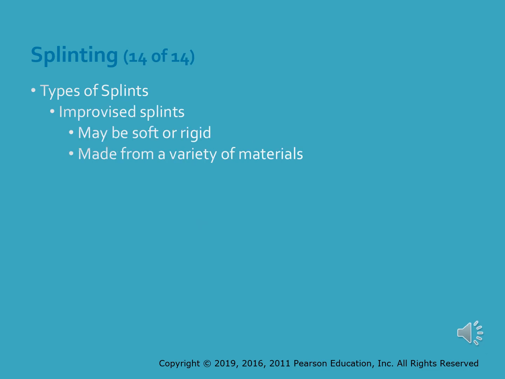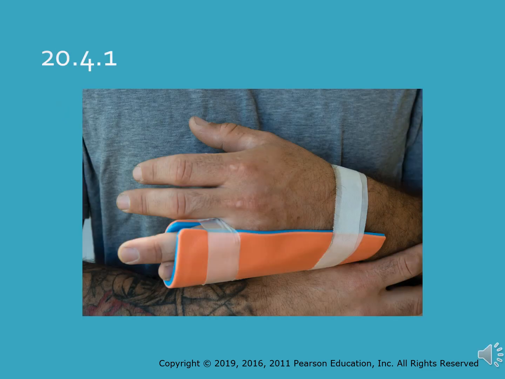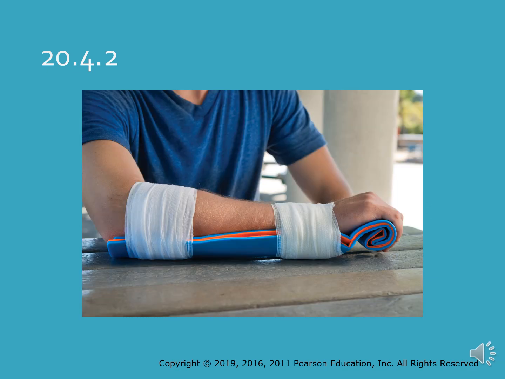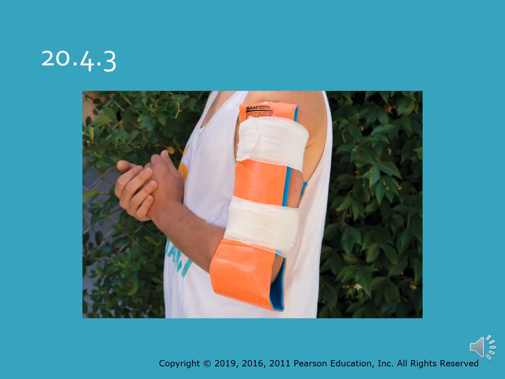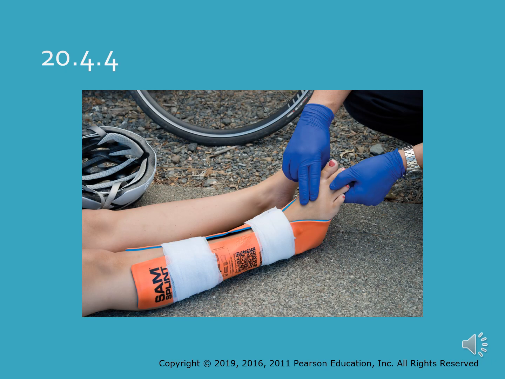Improvised splints can be soft or rigid and made from a variety of different materials. The SAM splint here that you see can be configured to immobilize an injured finger, wrist, arm, you name it. The SAM splint can basically be configured to meet whatever needs you may have. Here you have a SAM splint configured to immobilize an injured forearm. Here's the SAM splint configured to immobilize an injured humerus. And here you have the SAM splint configured to immobilize an injured lower leg.